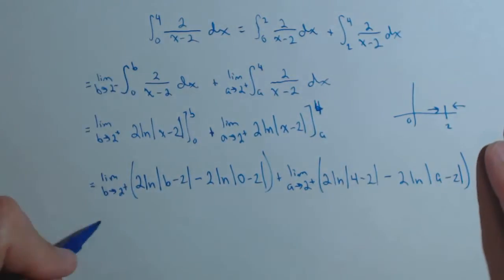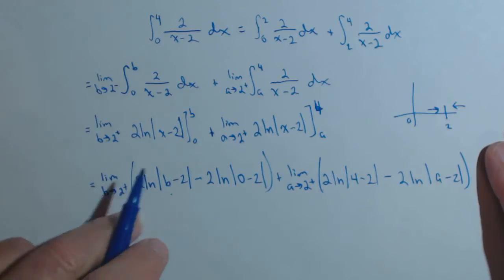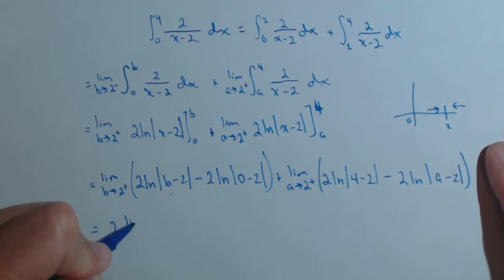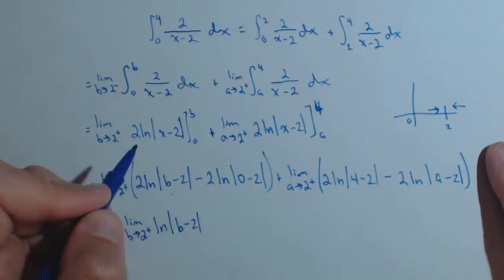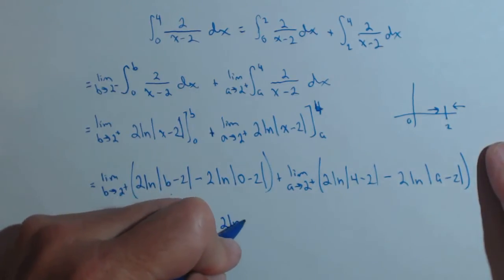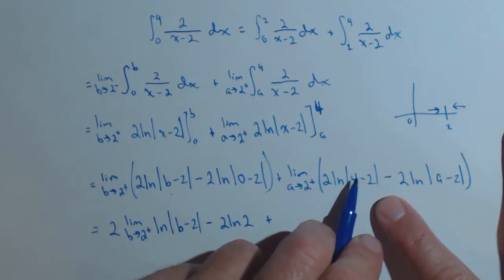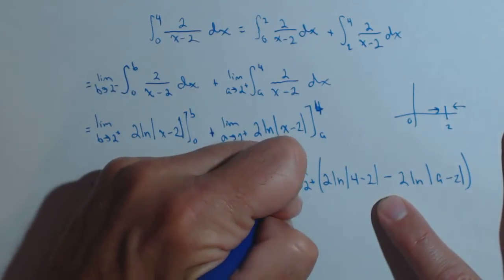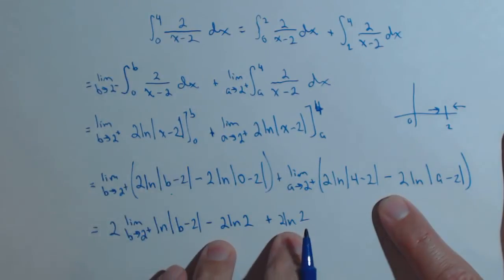Alright, some of this will be very quick and straightforward, and then we'll talk about the limits. So here, I'm going to rewrite it as 2 times the limit as b goes to 2 of the natural log of absolute value of b minus 2. This part will not depend on the limit. It doesn't depend on b. This is 0 minus 2. It's negative 2. Absolute value is 2. So minus 2 natural log of 2. Very similarly, 4 minus 2 is 2. Absolute value 2 is 2. 2 ln of 2. It does not depend on a. So you can already see that these are going to cancel.